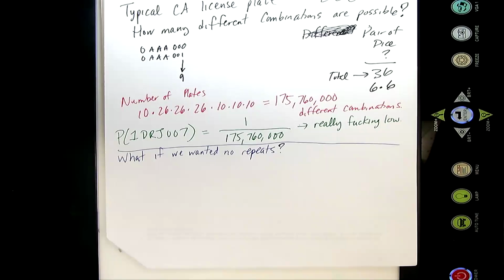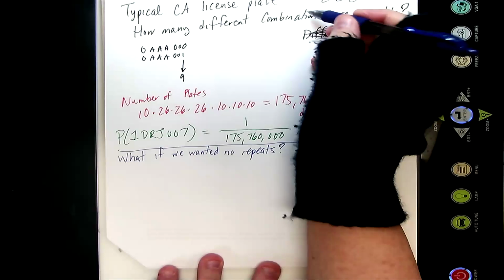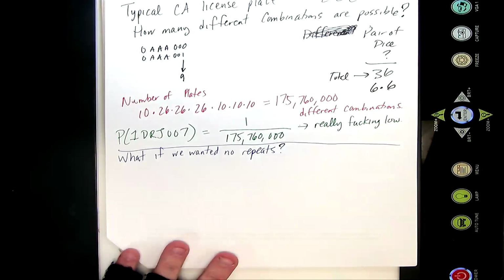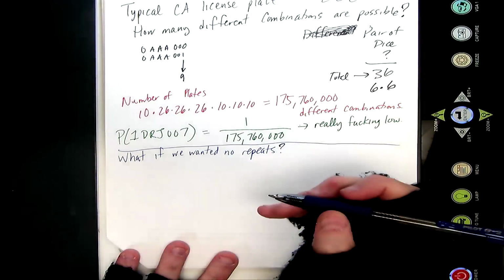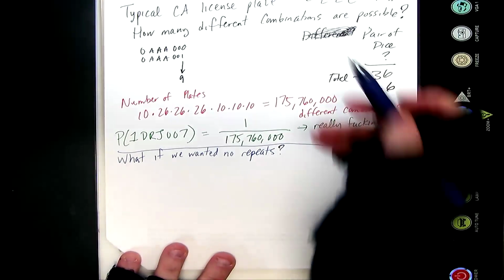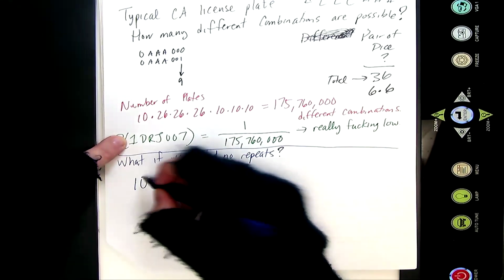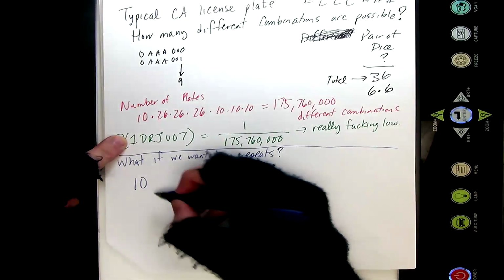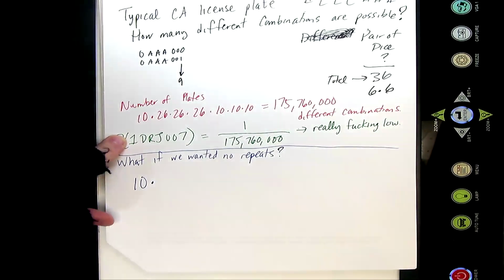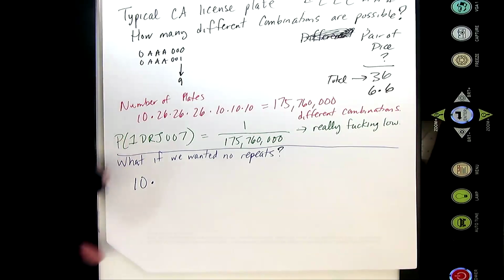So how would this change if we wanted no repeats? Let's reason it out. How many different options do I have for the first number? We're just gonna do it one at a time. The first digit, there can only be 10. Let's say I picked the 1. I had the choice of 0 through 9. You're trying to jump to the end, and it's not right. There's a process. We can't randomly guess the result here.